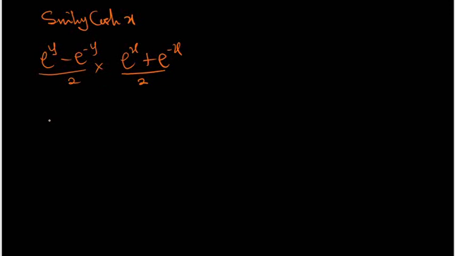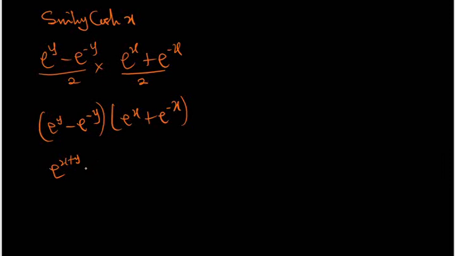Let's work out the numerator. e power y minus e power negative y is multiplying e power x plus e power negative x. So this times this becomes e power y plus x, which we can write as x plus y. Then this times this will give us e power y minus x, which is the same thing as negative x plus y.